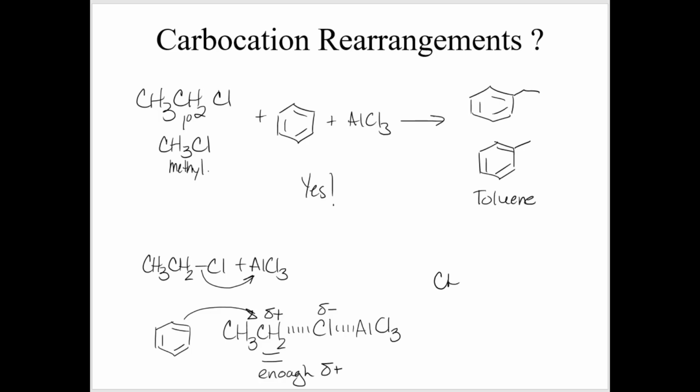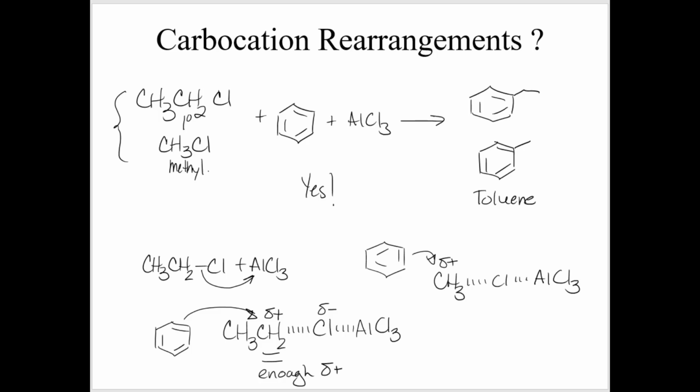The methyl group's carbon-chlorine bond will stretch as the chlorine forms the bond to the aluminum, and at some point you form enough delta positive charge that the benzene ring would then be able to add that methyl group. So that's how a primary or methyl system works. But that's only because these two cannot undergo rearrangement. So there's no way that these can undergo a carbocation rearrangement.